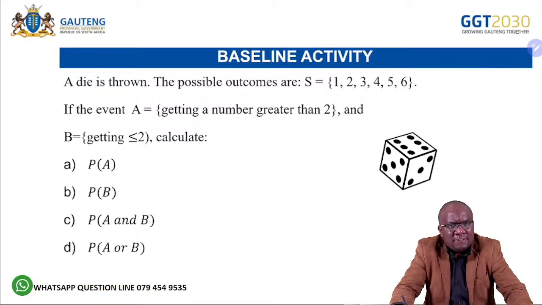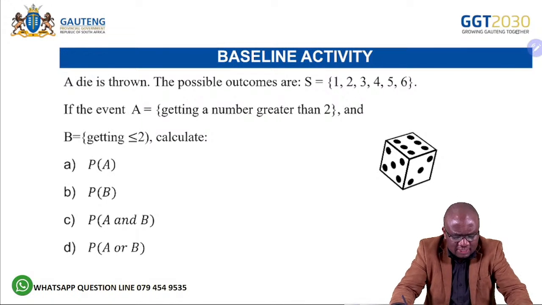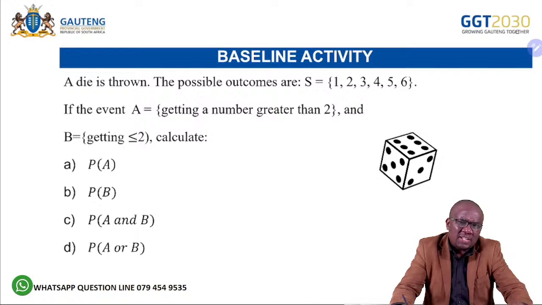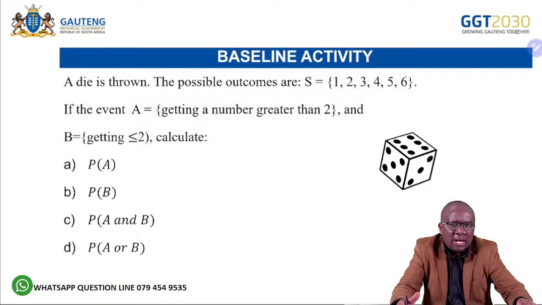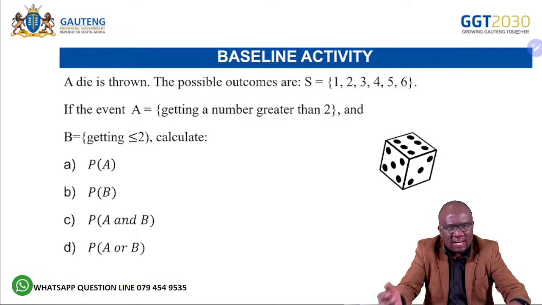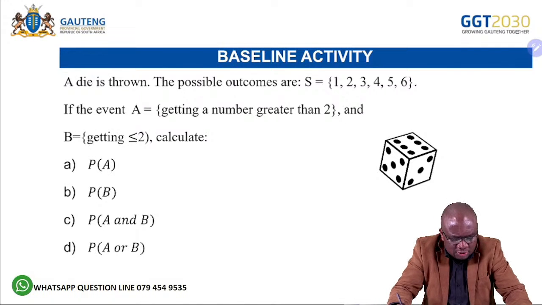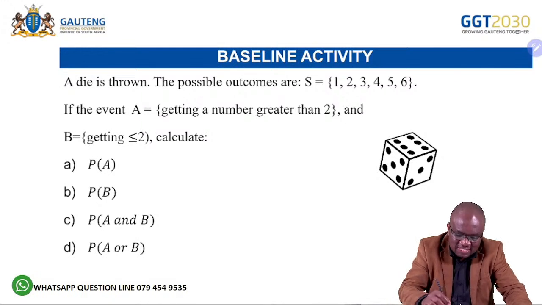Right, before we move any further, I want you to try this. This is a baseline activity. I'm going to give you 5 minutes, okay? Right. A die is thrown. Some books say dice because in real life we say dice. But actually, when it's one, we say die for singular and dice for plural, okay? But I'll be using these terms interchangeably. So if I say die, dice means the same thing. So a dice is thrown, the possible outcomes, which is the sample space.